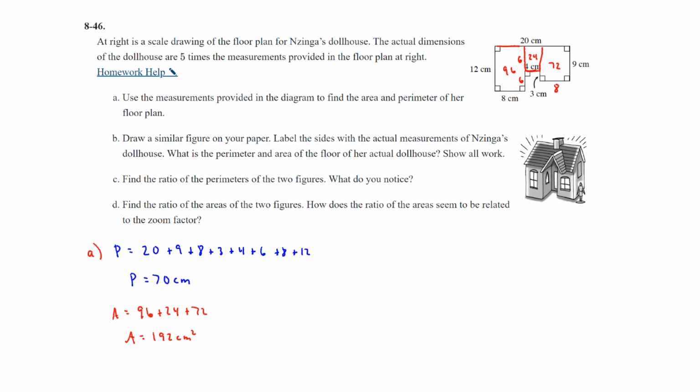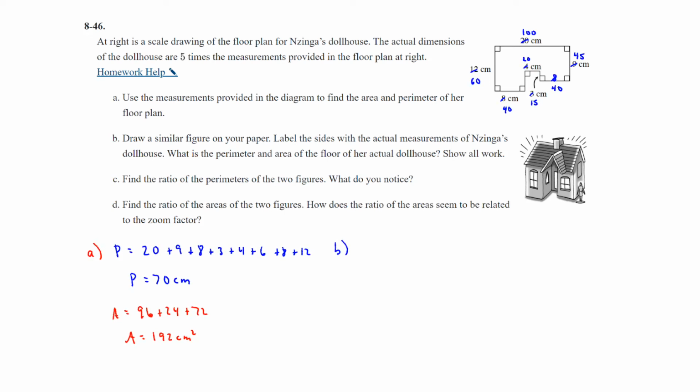So now on to part B. B wants to know to draw a similar figure on your paper. Label the sides with the actual measurements of Zinga's dollhouse. What is the perimeter and area of the floor of her actual dollhouse? So you could go ahead and redraw the shape here with the actual sizes. Remember, it is 5 times the measurements provided.